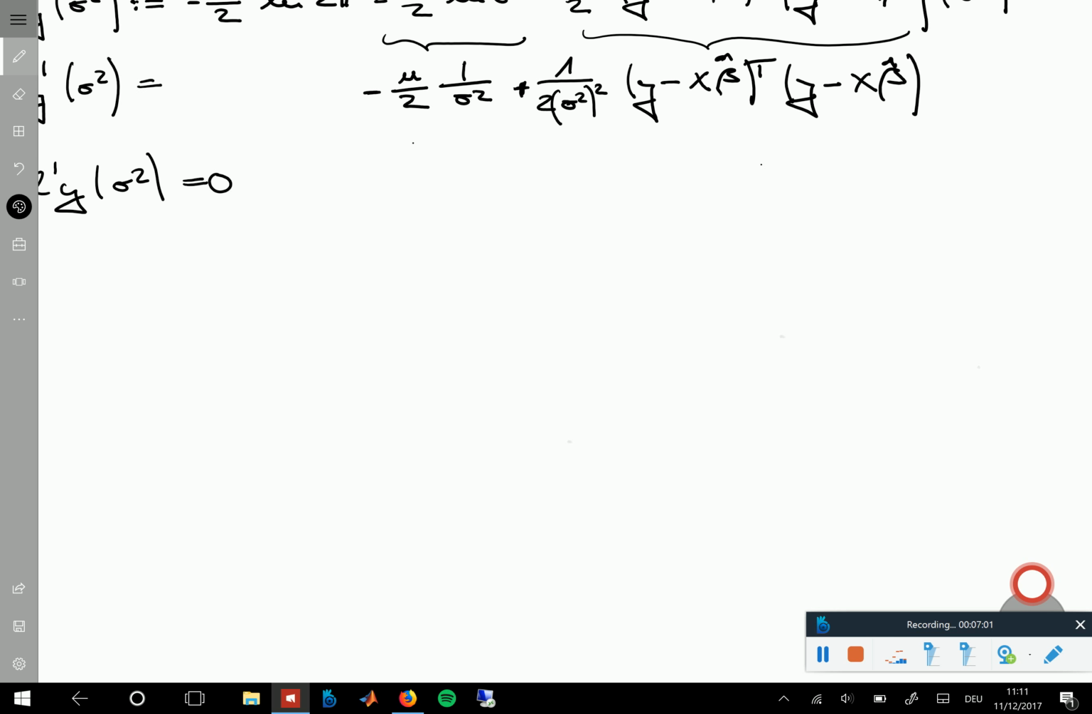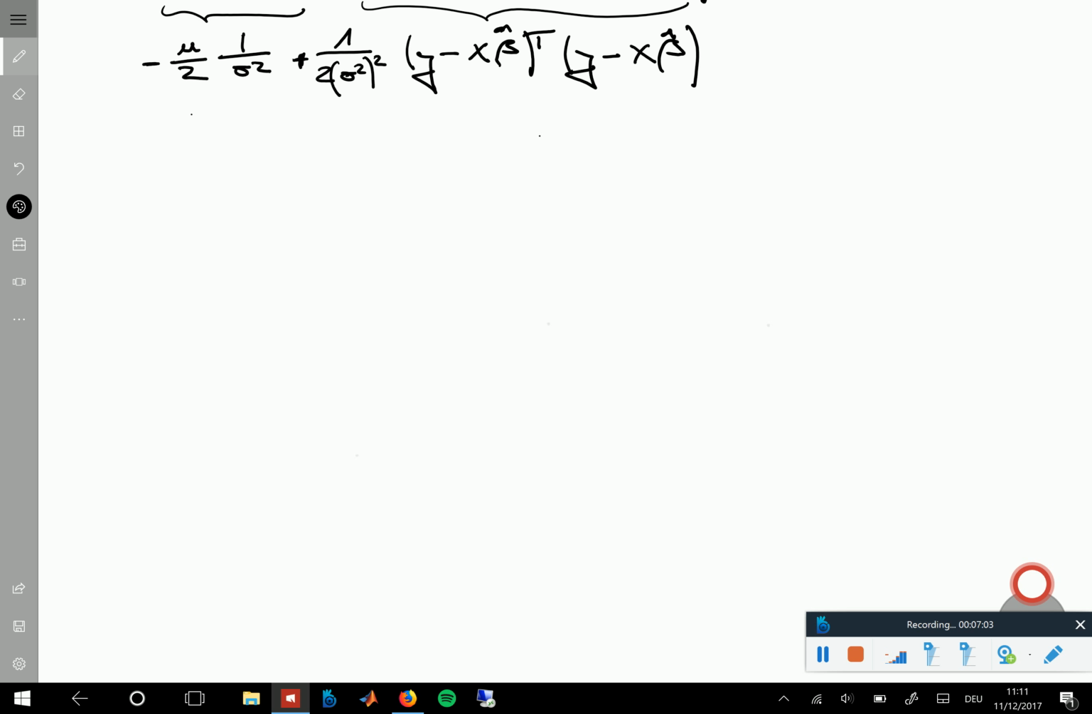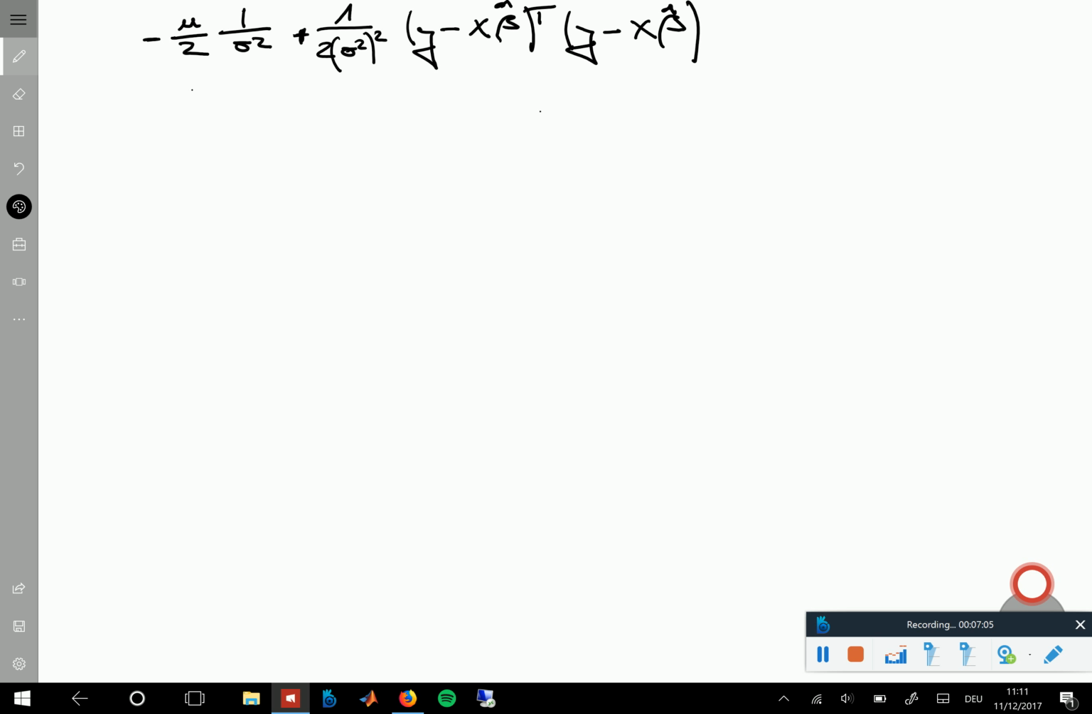Maybe we just continue here. I don't have to rewrite things. So we are now here and set this to 0 and want to solve, of course, for sigma square. For sigma square, we might as well then already put our beta hat here.